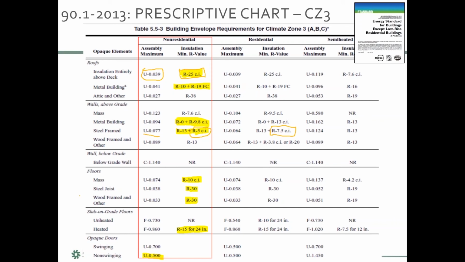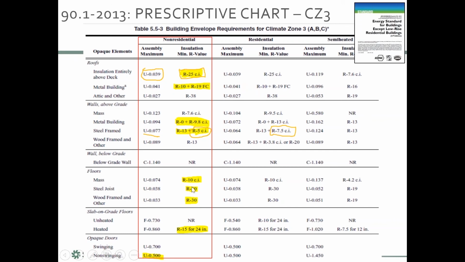Below grade walls, that would be considered a basement. So that's no requirement for insulation. A mass floor concrete would be an R10 continuous, and a framed floor assembly would be R30. Heated slabs do require edge insulation, but that's pretty uncommon. That's where you have radiant tubing in the slab. And then the unheated slab is more common. There's no requirement for edge insulation. And then doors, not a whole lot of change there.